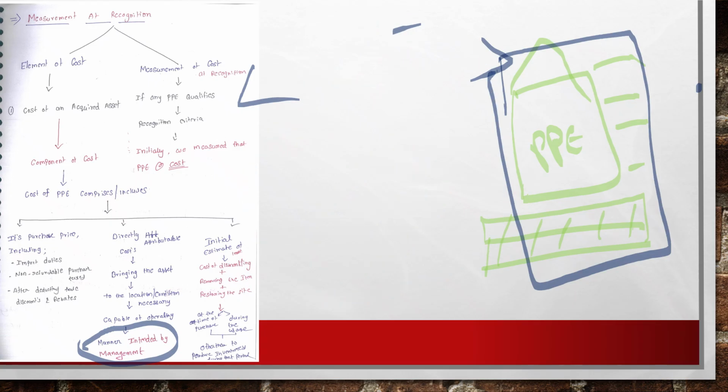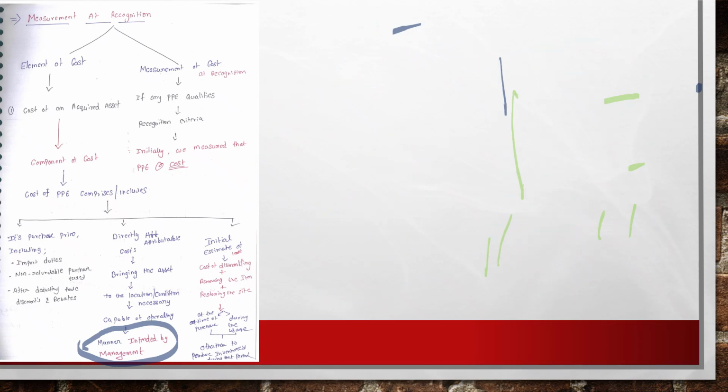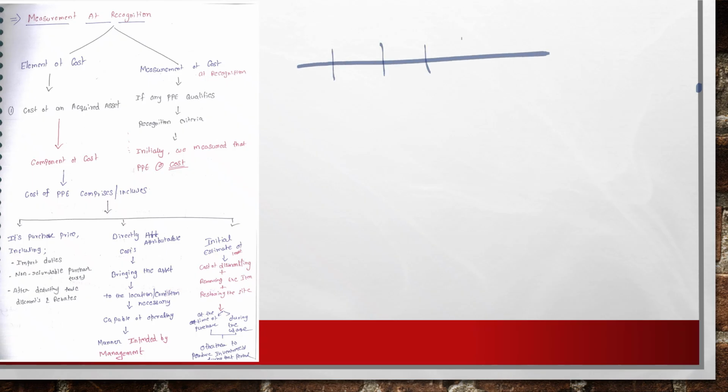So what the intention of the management is will depend on a case-to-case basis. Say suppose you want to buy an asset for the sale of a finished product. So until the finished product is completed, at that particular stage, say suppose there are 10 stages, 1, 2, 3, 4, 5, there are 10 stages there.